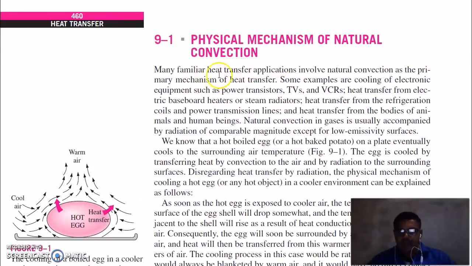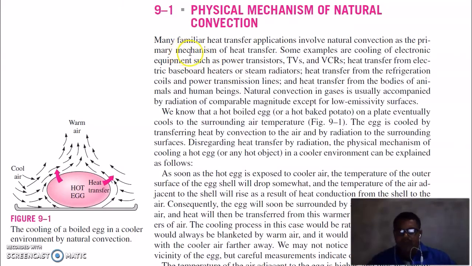Physical mechanism of natural convection. Many familiar heat transfer applications involve natural convection as the primary mechanism of heat transfer. Some examples are cooling of electronic equipment such as power transistors, TV, VCR, heat transfer from electronic baseboard heaters or steam radiators, heat transfer from refrigeration coils and power transmission lines.